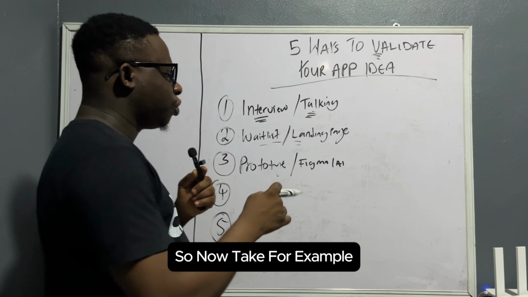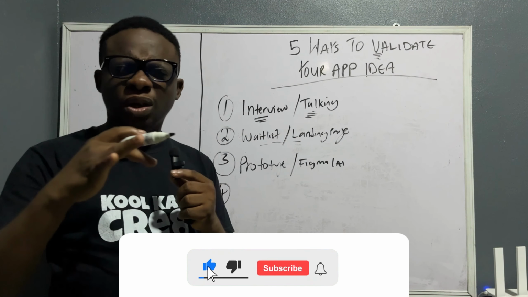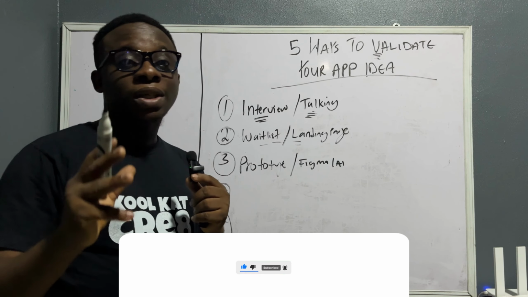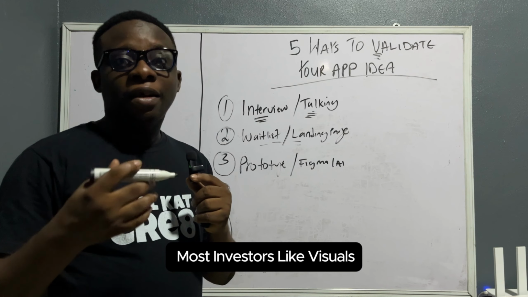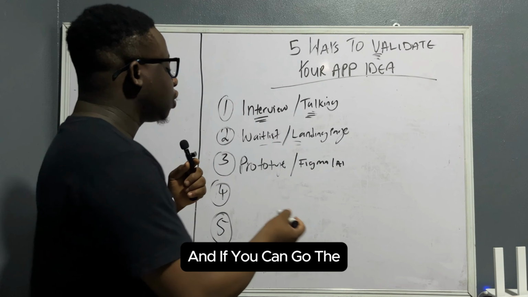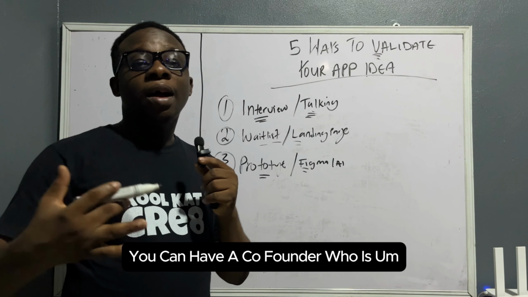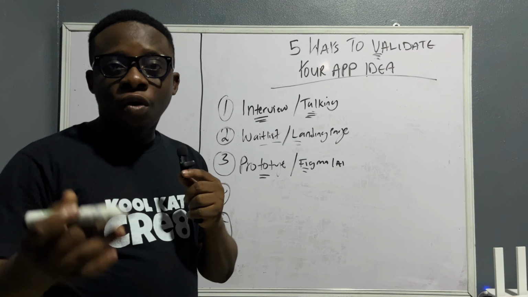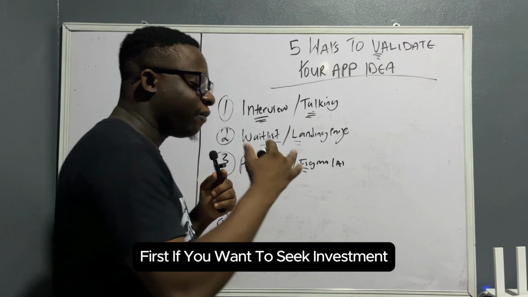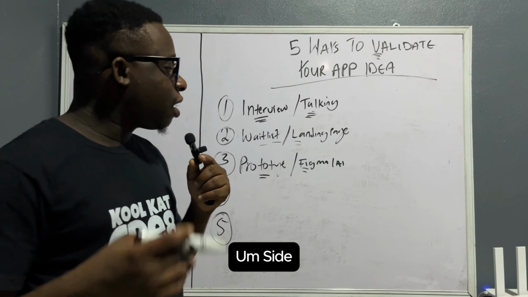So now, take for example, there is a design file, and the design file is just clickable. It's not the real thing. It's just the UI of your app idea. And most of the time, most investors like visuals. They like to see what you are talking about. And if you can go the extra length to design your idea, you can have a co-founder who is design-minded. Or if you don't have that, you can work with an agency who can design your idea first if you want to seek investment before going to the development side.